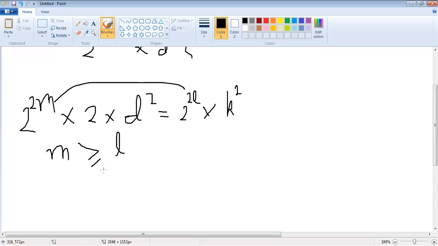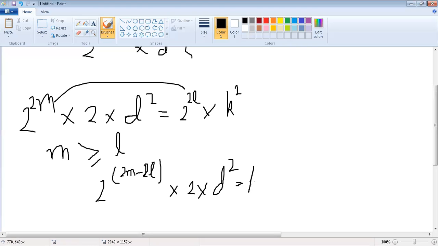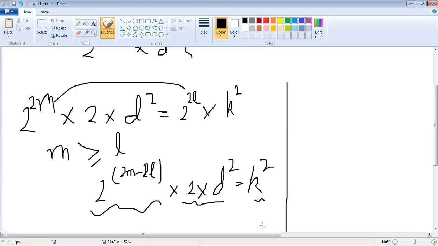So if m is greater than or equal to l, 2 to the power 2m minus 2l must be either 0, that is 2 to the power 0, 1, or it must be even. Now even if this thing is 2 to the power 0 equals 1, this side is divisible by 2, but this isn't. You remember I said I extracted all the powers of 2 from p, so k must be 1 mod 2, that is an odd number. So we get one contradiction.